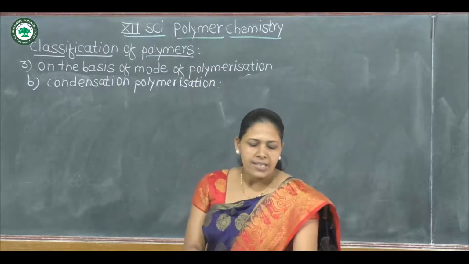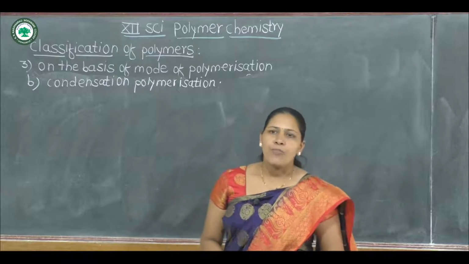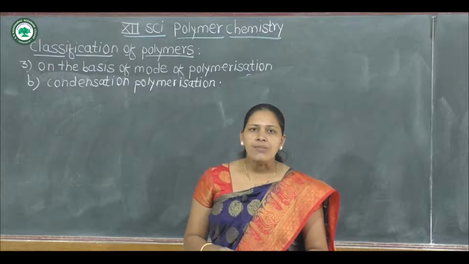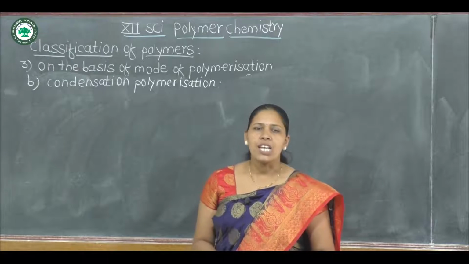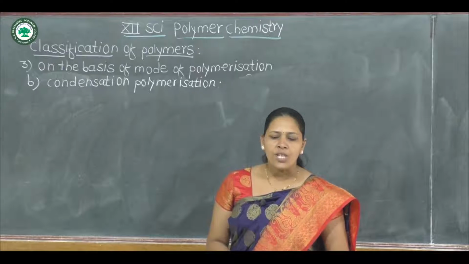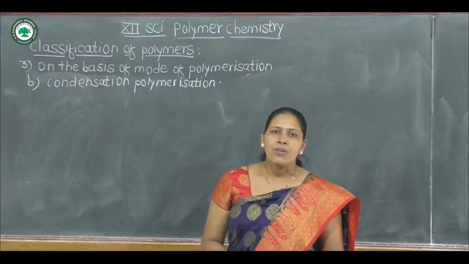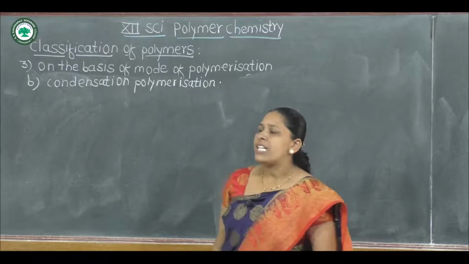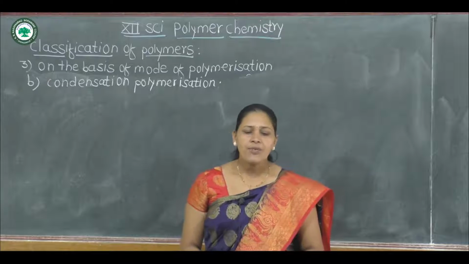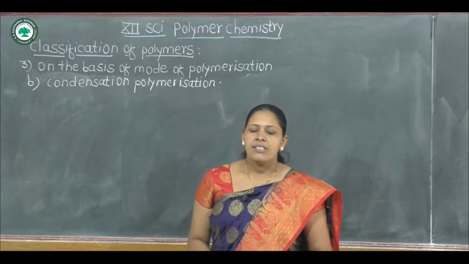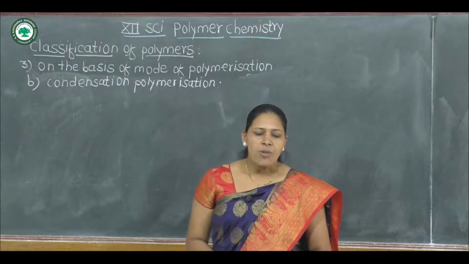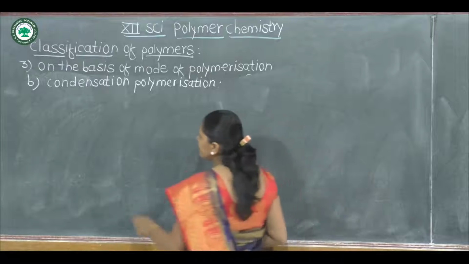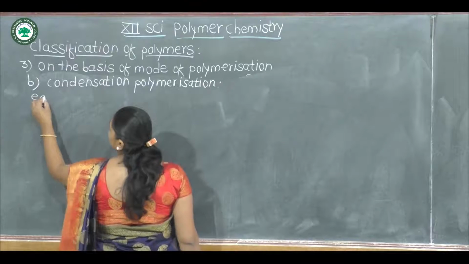First of all, what is meant by condensation polymerization? It is the process of formation of polymers from polyfunctional monomers with the elimination of small molecules like water, methyl alcohol, ammonia or hydrochloric acid. Such type of polymerization is called condensation polymerization. The best example is the formation of terylene, that is polyester, from monomers ethylene glycol and terephthalic acid.